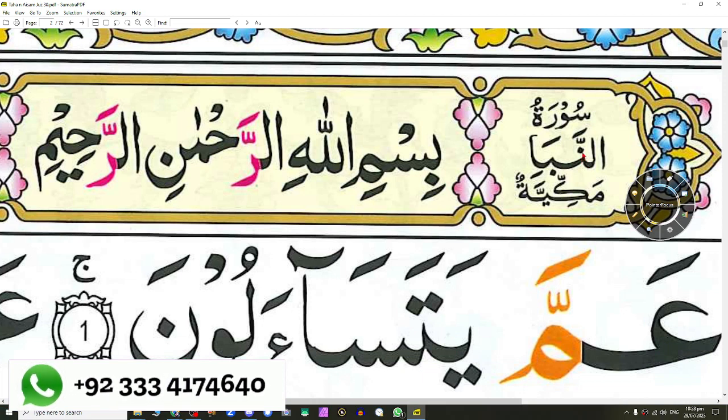MashaAllah. One spike, one dot at the top. Which letter is this one? Noon. Good job. One spike, one dot at the bottom. Which letter is this one? Ba. And what about this? Which letter is this one? Which letter is this? Can you please tell me? Ka. This is Alif. Yeah, good job.